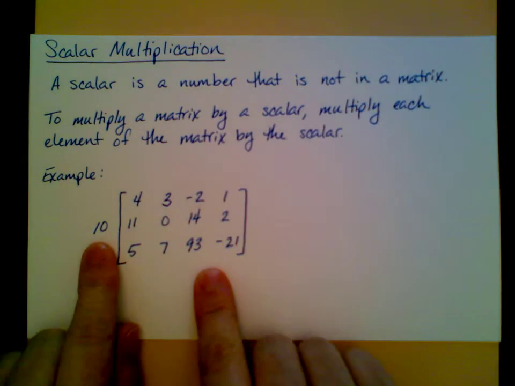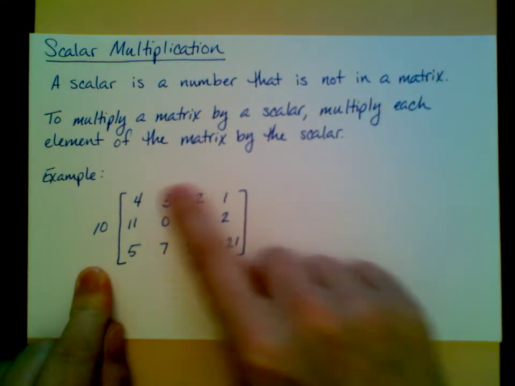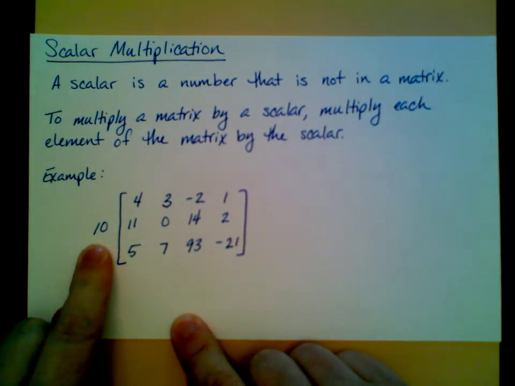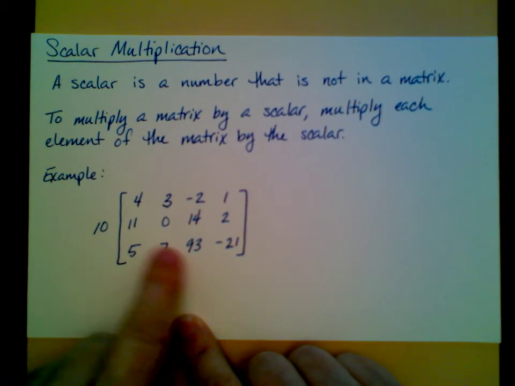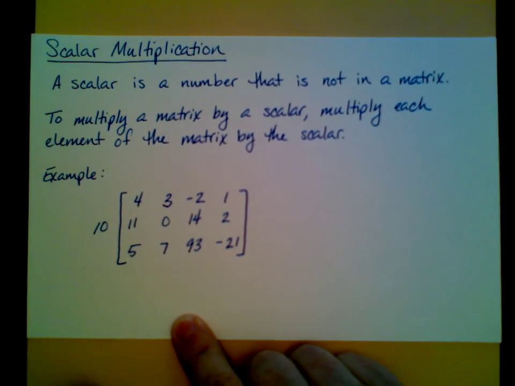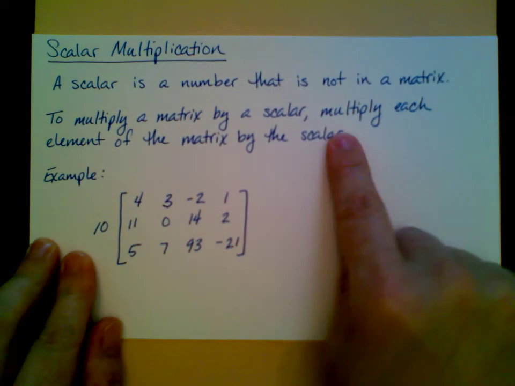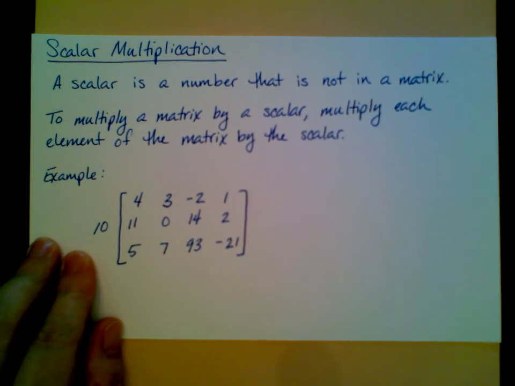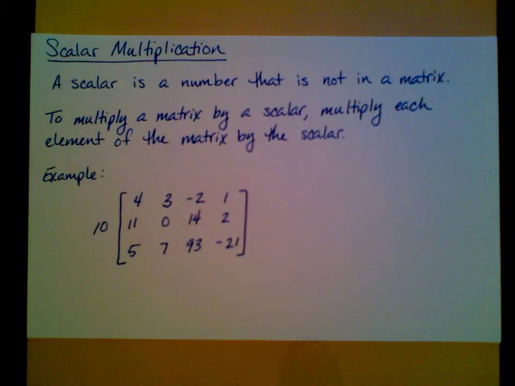So here's my example. These numbers are all in this matrix, but this 10 out front is a scalar. It's not in a matrix, and I'll be able to do this scalar multiplication by following these instructions. So to multiply a matrix by a scalar, I want to multiply each element of the matrix by the scalar.